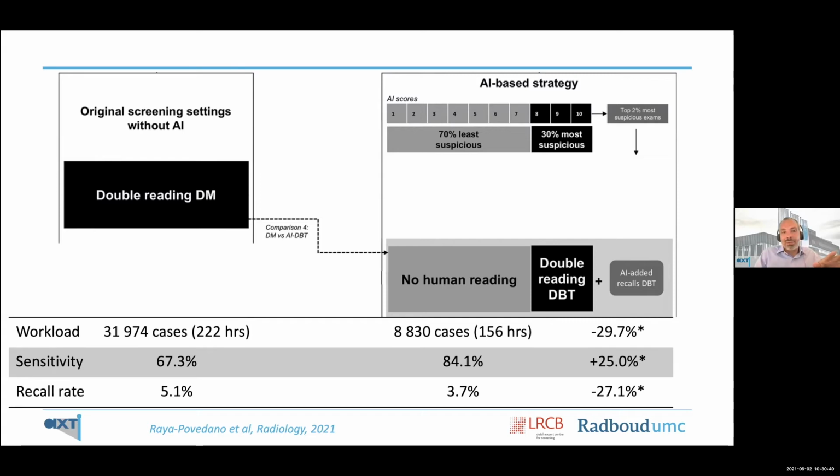No human reading for low AI scores of DBT, double reading of the top 30% most suspicious plus the added AI-based ones. And you can see the workload in terms of number of hours read went down by 30%. Remember, Tomo takes longer to read, so this actually solves that question easily, and the sensitivity goes up and the recall rate goes down, so all go in the right direction.